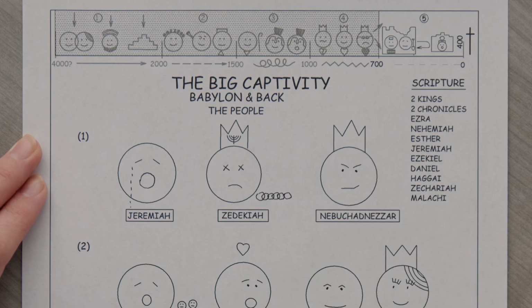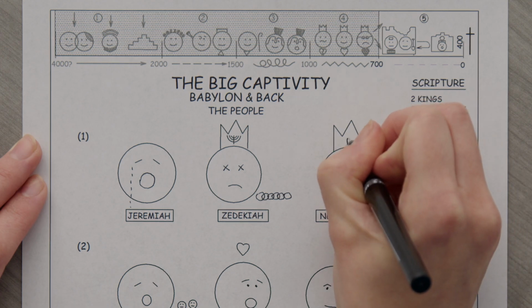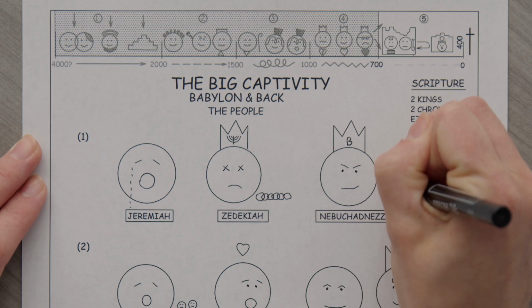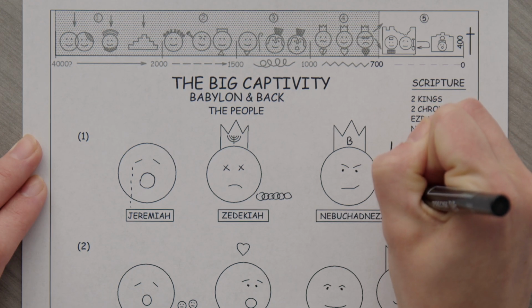The third person is Nebuchadnezzar. He was the angry warrior king of Babylon. Put a B in his crown, just standing for Babylon, and then put a sword by him. He was a conqueror, and he was very successful.